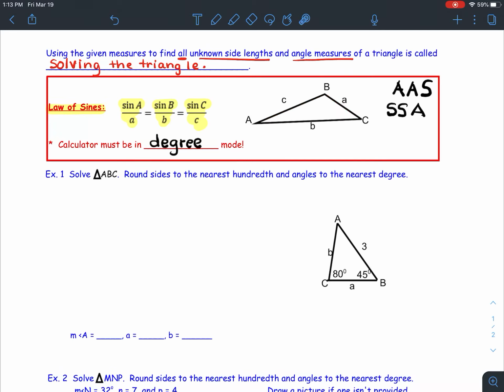Okay, so if you see the directions here, they say solve triangle ABC. So we've got some blanks down here. We need to try to find these missing pieces of information. We need the length of side A, side B, as well as angle A here.